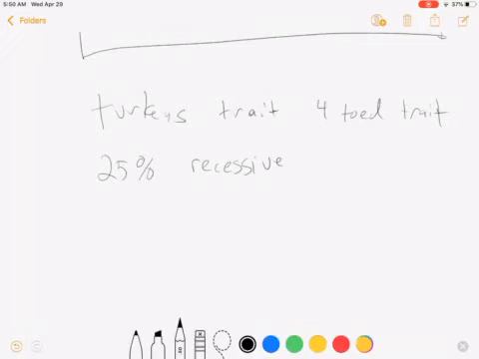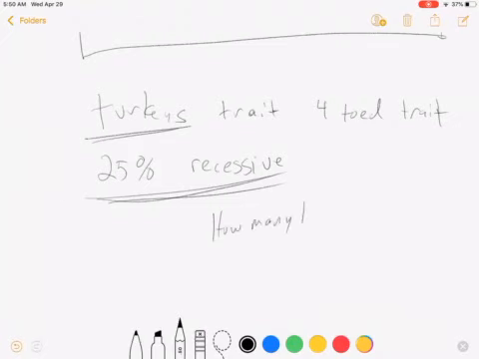And I'm actually not talking about the trait when I say that. What I'm saying is that 25% of the turkey population in Pembroke, Massachusetts is going to be recessive for that trait. So I'm not really talking about the trait, I'm saying how many turkeys are recessive, or have the recessive phenotype. That's sort of the beginning of this. So that's where I got to start with.